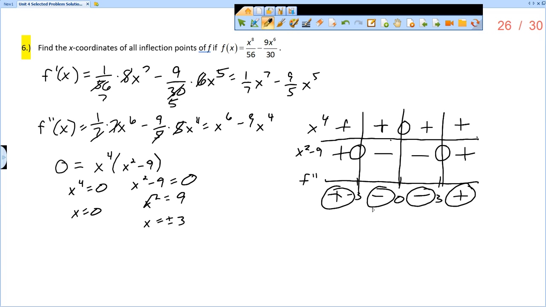Now you notice that the sign of the second derivative does not change at 0. Therefore, there is not a point of inflection at x equals 0, but there is a point of inflection at x equals negative 3 and at x equals positive 3, because f double prime changes sign. So the points of inflection are at x equals negative 3 and positive 3.